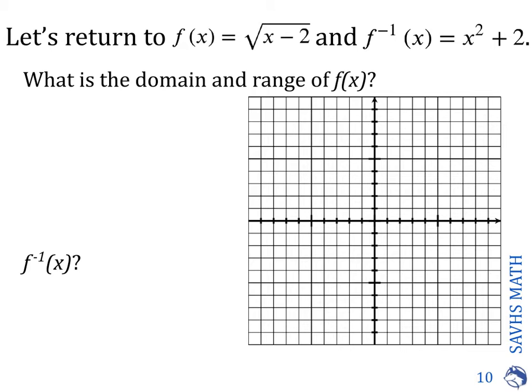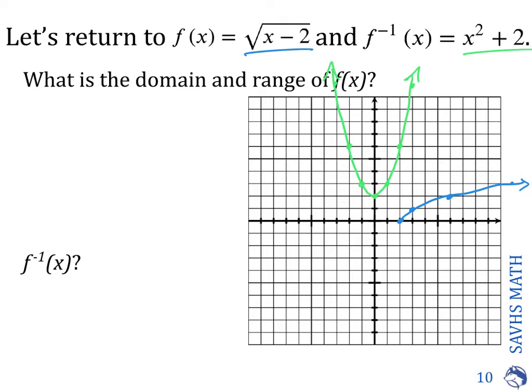Okay, so I want to go back to this pair of functions, and we graphed these already. And so just real quick, this square root of x minus 2 looks like this, or something like that. And then this is a parabola that we're comfortable with, where it'll look something like this. Okay, so there it is.